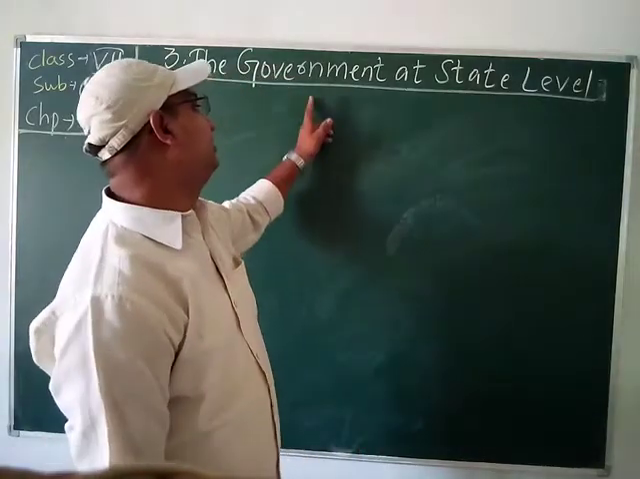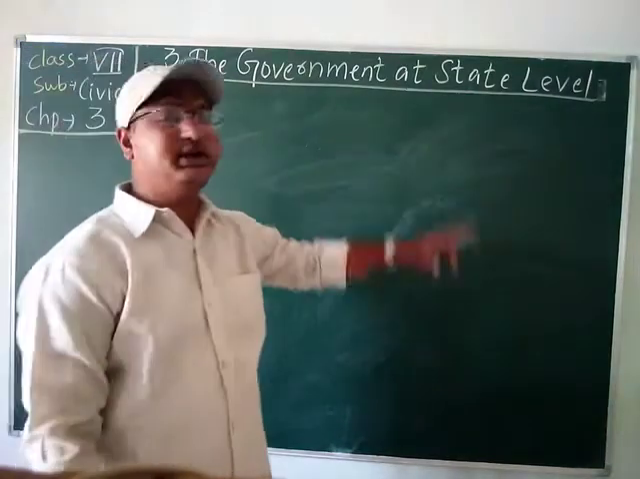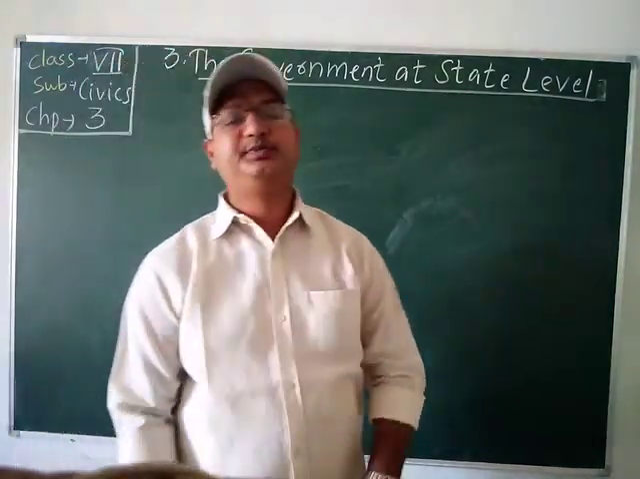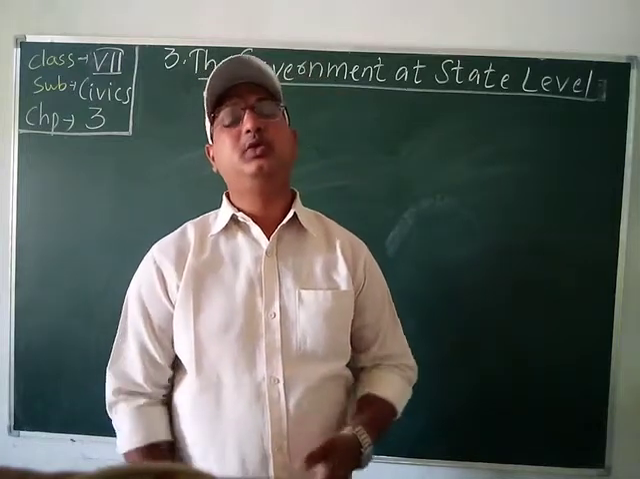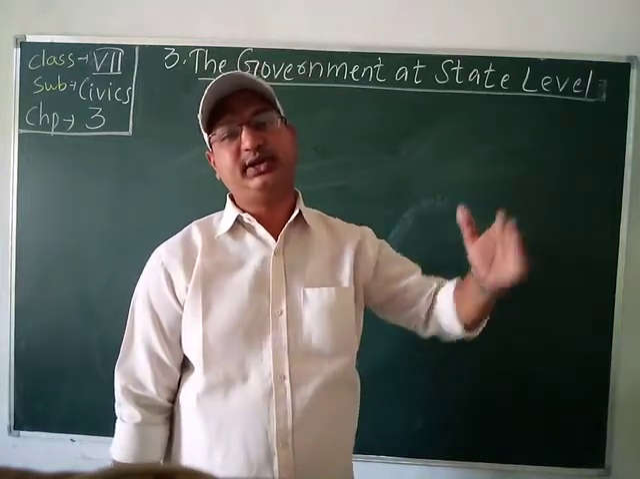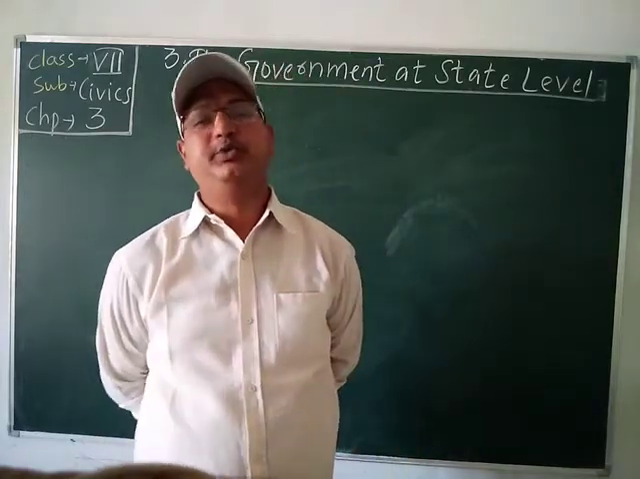Students, the name of the chapter is number 3. Chapter number is 3. Name of the chapter is the government at state level. Students, you know that there are two types of government in our country. Well, the first one is the center at New Delhi, and the state level government is situated in Bhubaneswar.